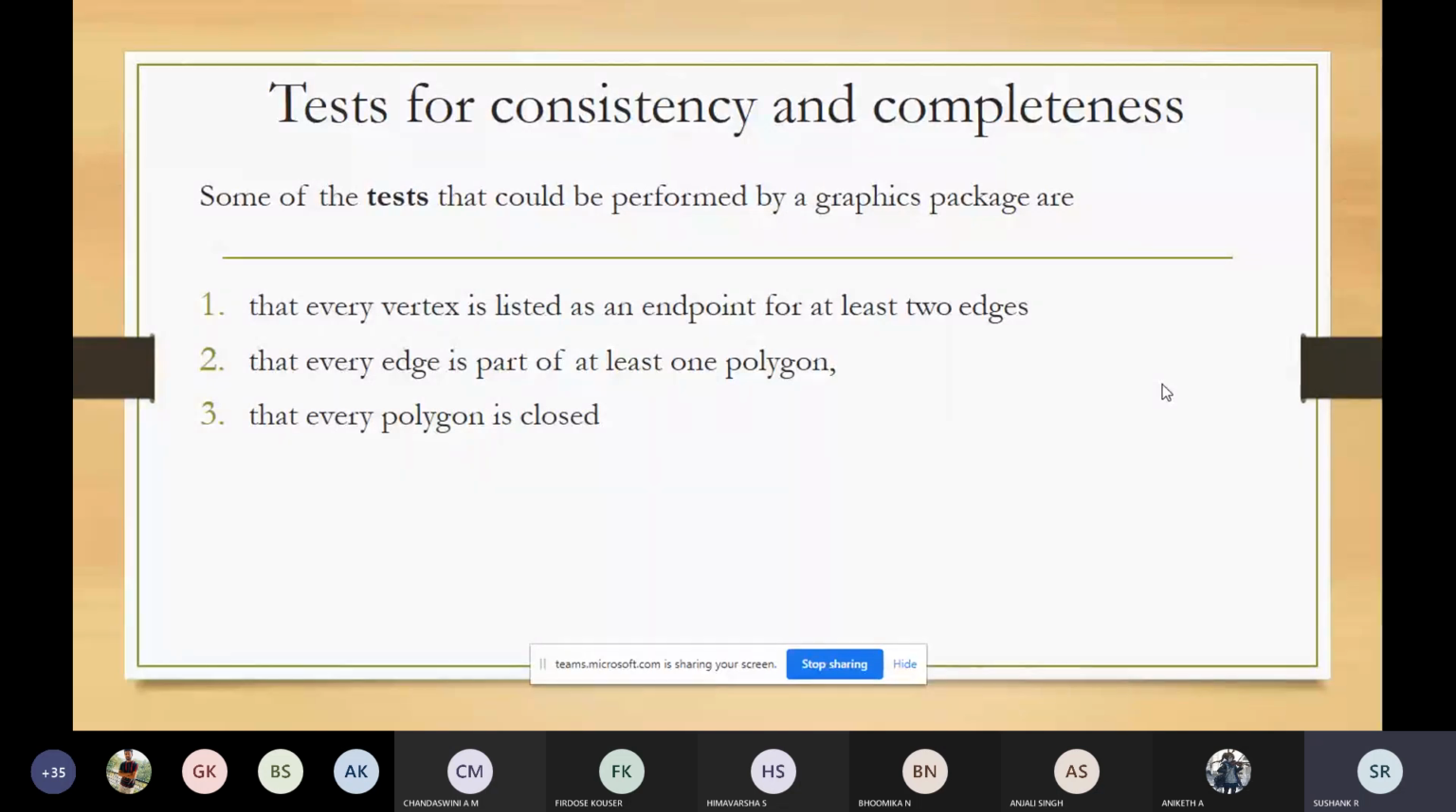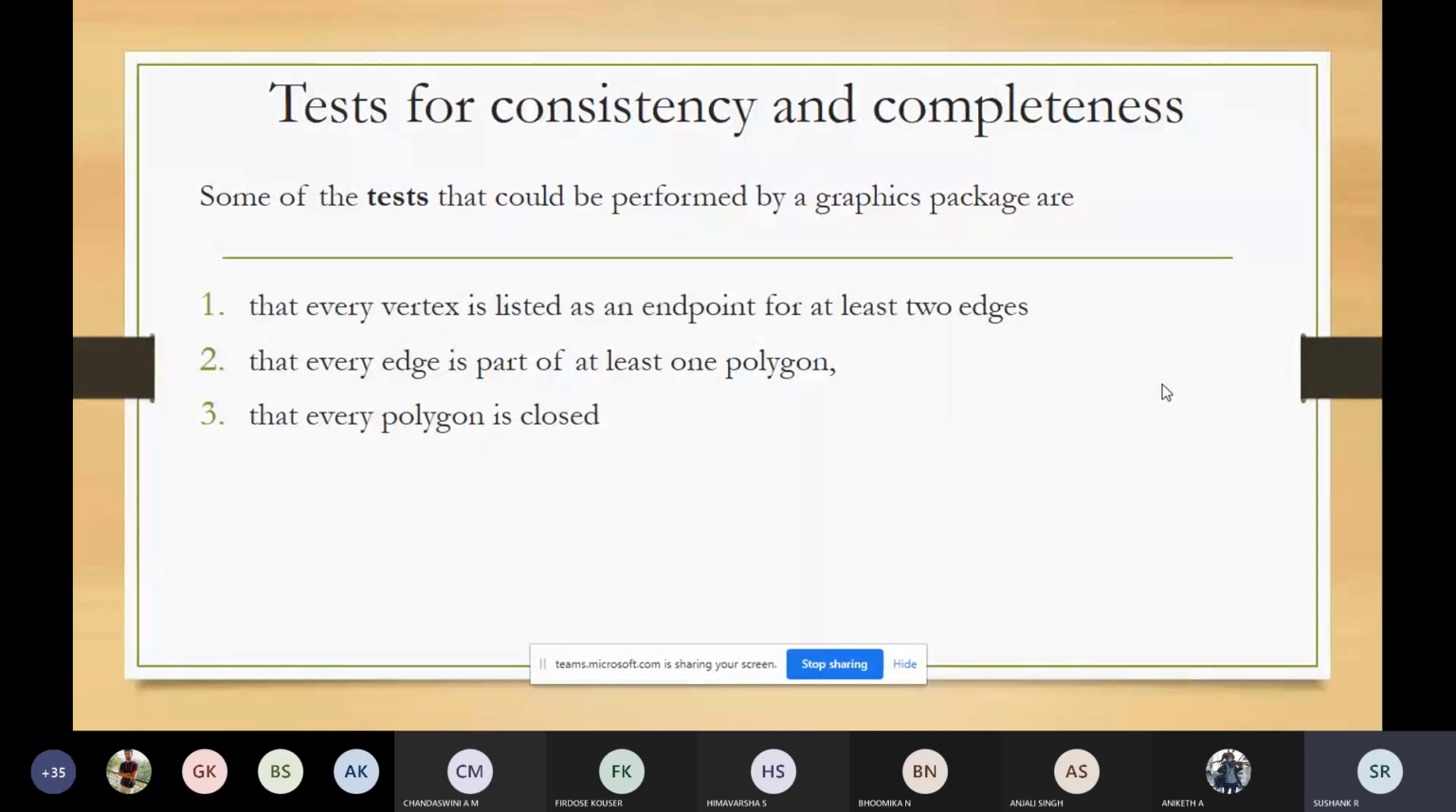So the graphic packages will perform some of the tests. One thing is that this geometric data table consists of three parts: edge table, vertex table, surface facet table. So this geometric table will consist of more vertices and edges for complex objects. For simple objects, it doesn't matter.